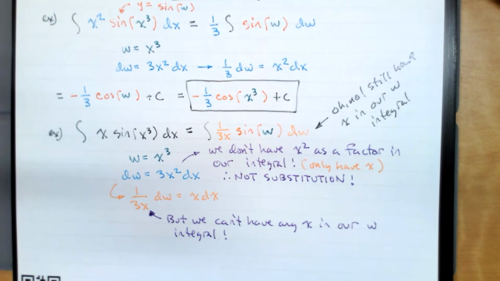So there's a problem. We still have an x in our w integral. All x must become w. If we appeal to our original, w equals x cubed, maybe I can turn this into, say, x is equal to the cube root of w.